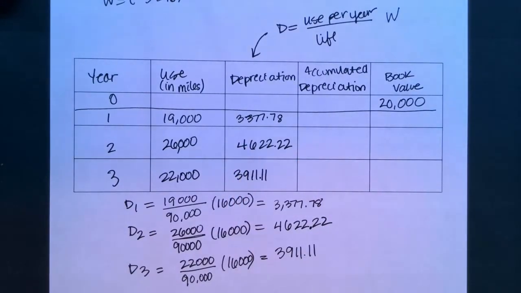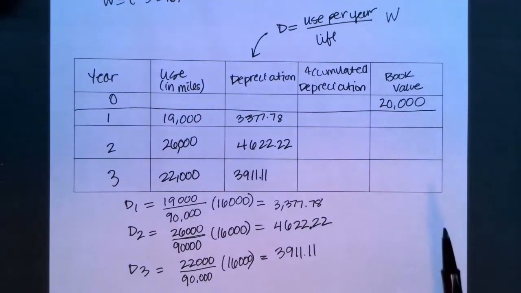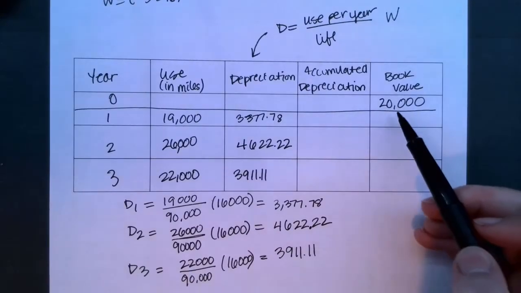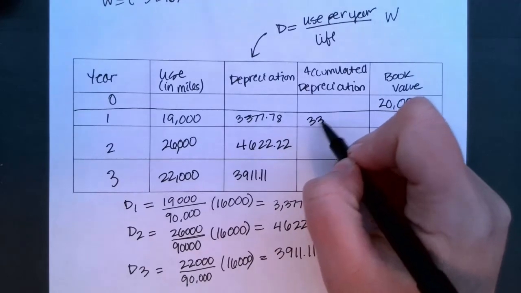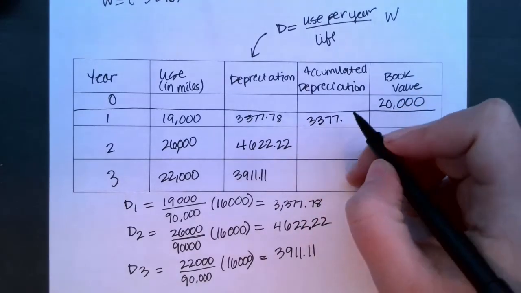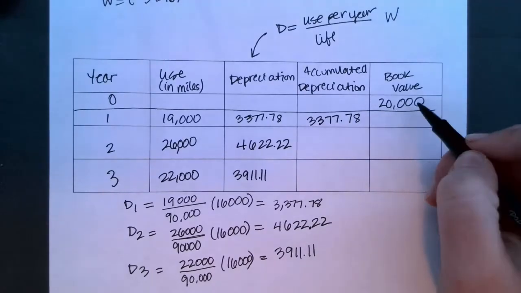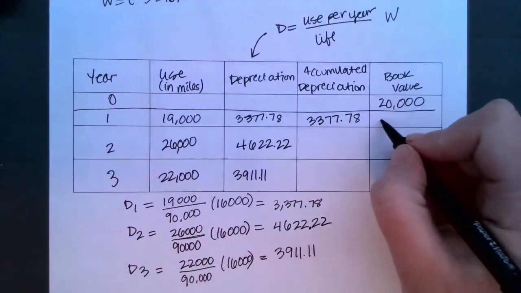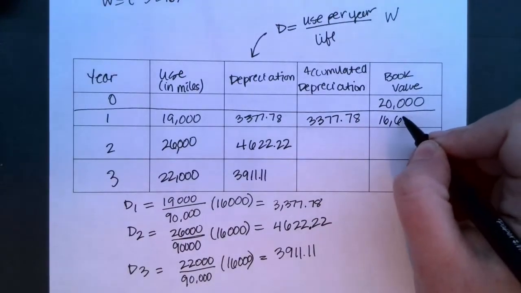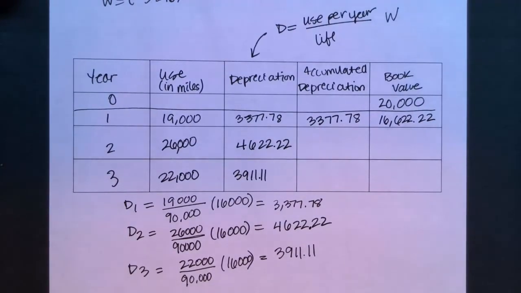And then we're going to figure out the rest just like we normally would, because to get the book values we have to do that line by line like we were doing before. For our accumulated depreciation, we're only 1 year in, so that's just going to be the same value, $3,377.78. And then our book value is going to be this 20,000 minus the depreciation. When I calculated that, I got $16,622.22.